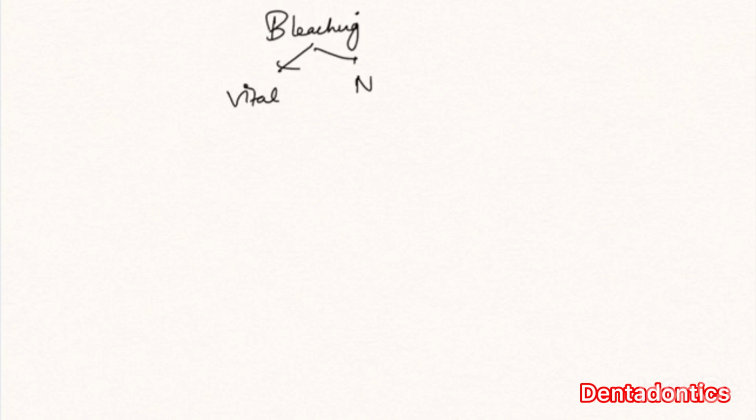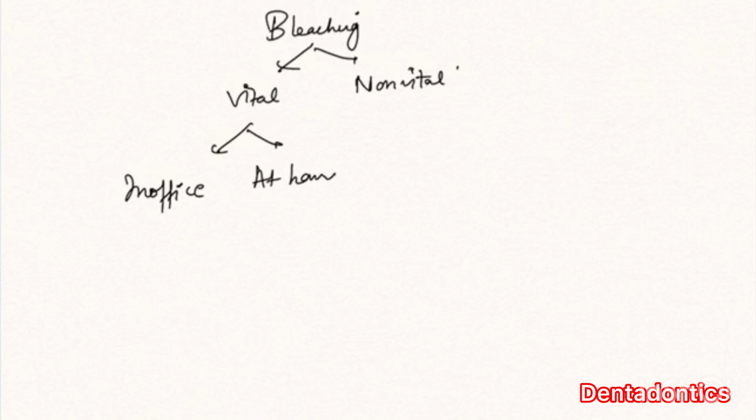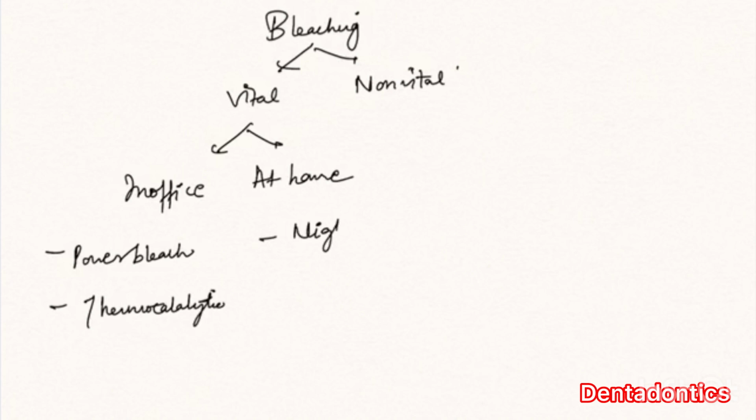in-home bleaching can be done by the patient himself or herself. Now coming to the various bleaching agents, we have vital and non-vital bleaching. For vital teeth, there is in-office and at-home bleaching. In office, we have power bleach or thermocatalytic bleach. For at-home bleaching, there is the night guard. For non-vital bleaching, there is in-office and at-home. For in-office, there is thermocatalytic bleaching, and at home there is walking bleach. So we will discuss it one by one.